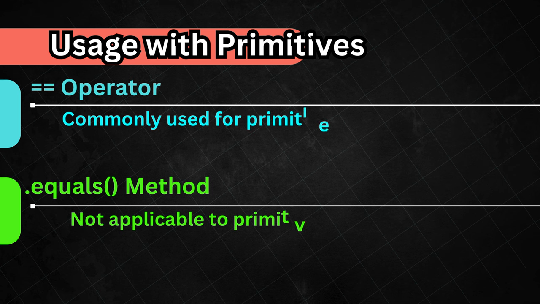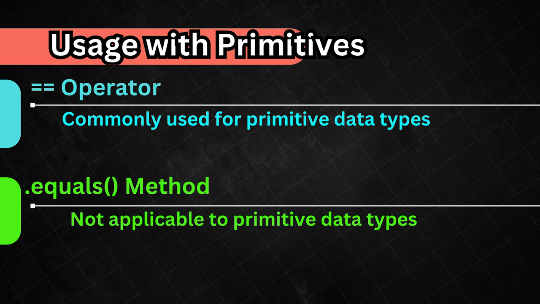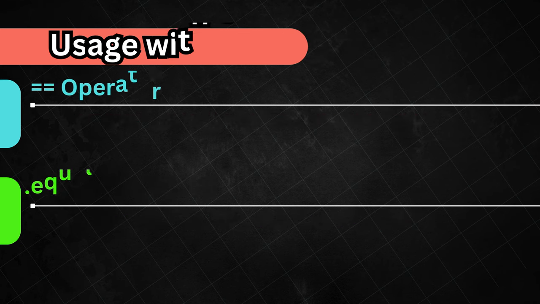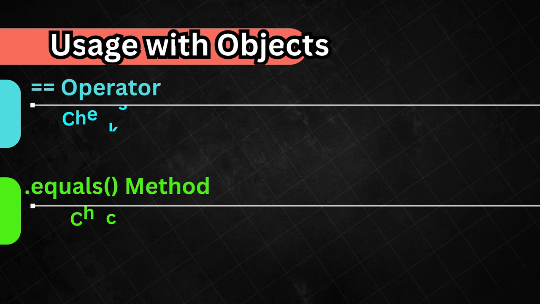When it comes to usage with primitives, the == operator is generally used for comparing primitive data types like int, float, or boolean, since they do not have methods like .equals(). Since primitives are not objects, .equals() does not apply to them at all, and attempting to use it will result in an error.